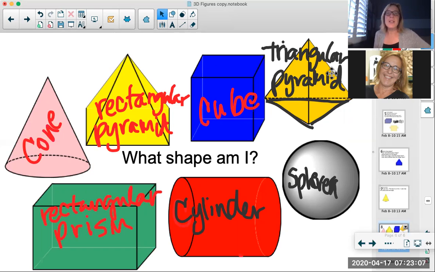Okay? All right, so today's assignment is to look for actual 3-dimensional objects in your home. So what I'd like you to do is to take photos of 3-dimensional figures and name them and put them into a PowerPoint. Send me the PowerPoint on Google Classroom. I'd like you to find at least 5 different solid figures and include them in your PowerPoint, okay?